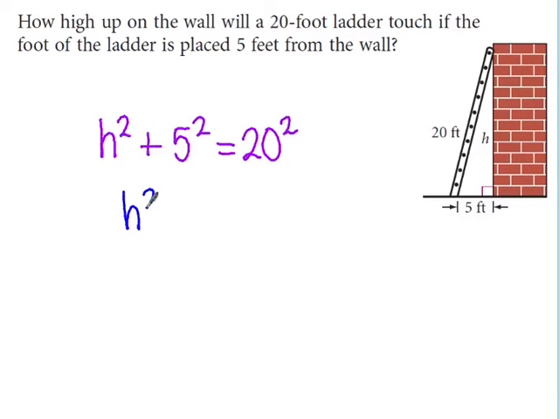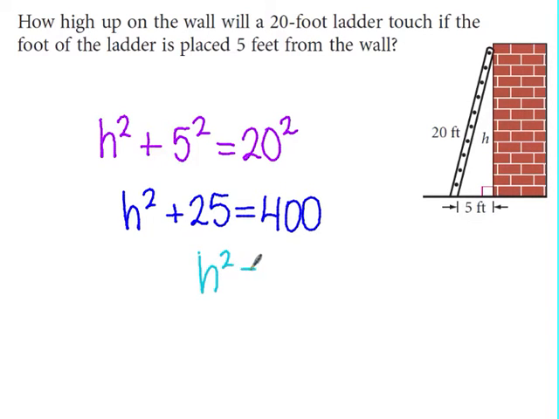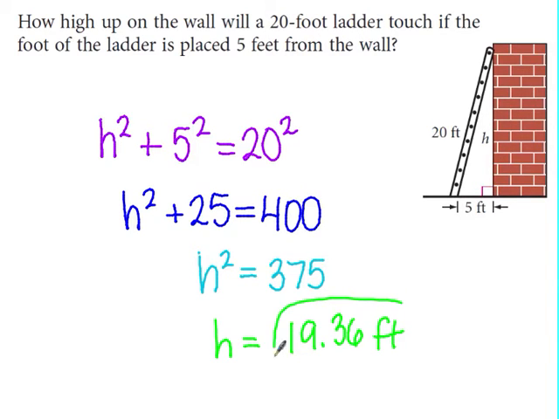So I have h squared plus 25 equals 400. What does h squared equal? 375. So now when you take the square root on your calculator, what do you get the height to be? 19.36. The label will be feet. So, lesson learned here: if you've got a 20-foot high house, you're not going to be able to buy a 20-foot ladder and get up it. Probably not going to happen. So you're going to have to buy something a little bigger there.